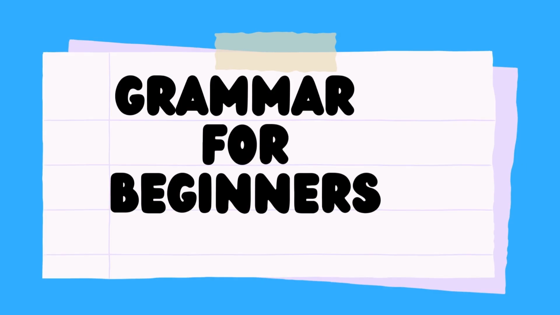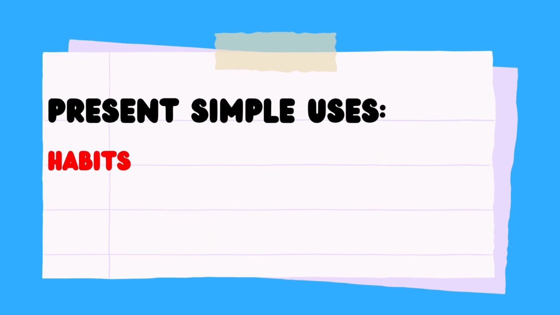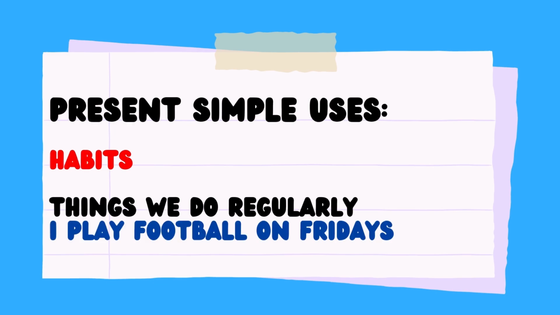Grammar for Beginners. Today, we're looking at the present simple tense, when we use it and how we use it. We use the present simple tense to talk about habits, which are things we do regularly. For example, I play football on Fridays.